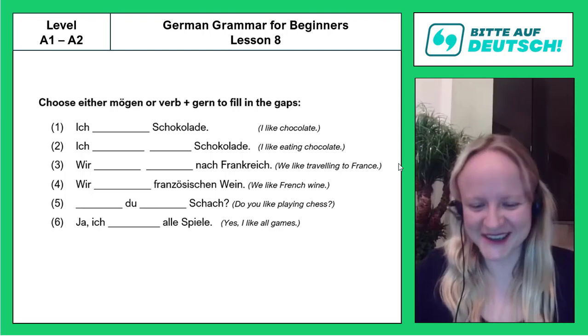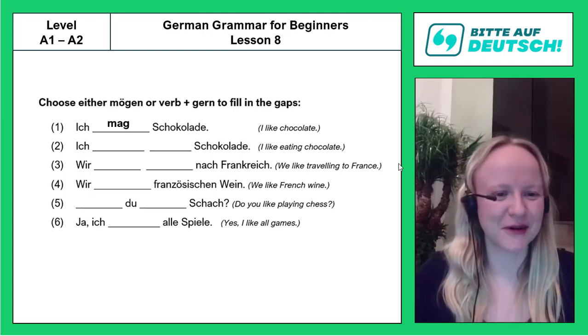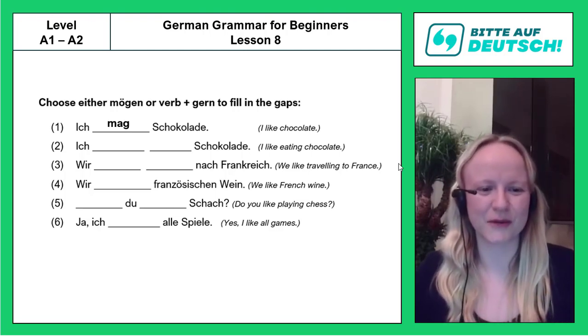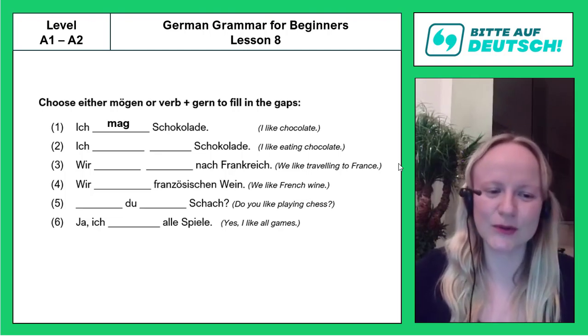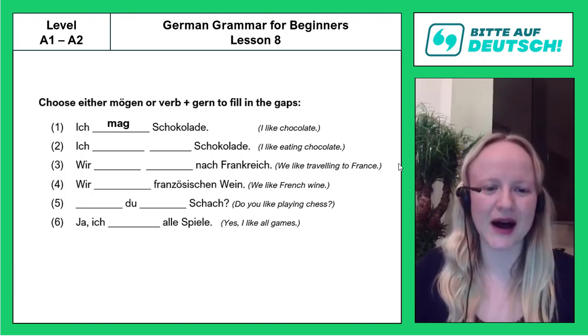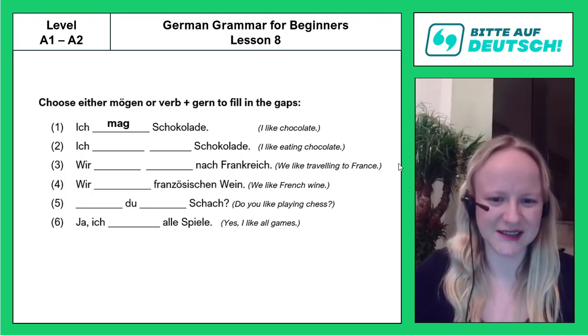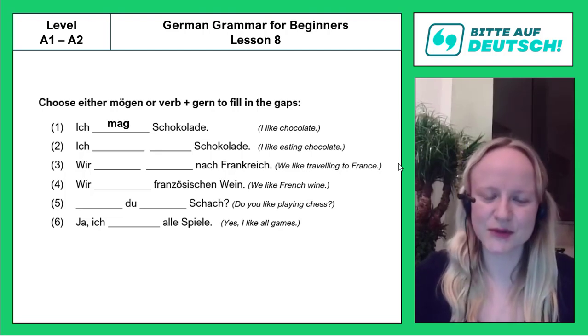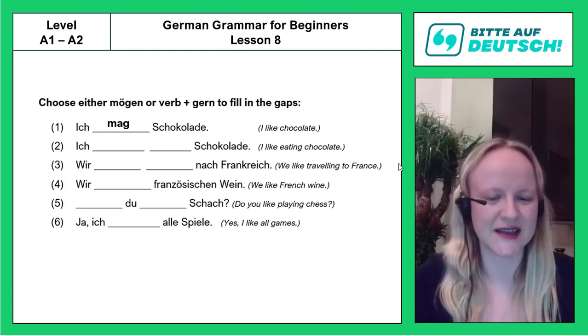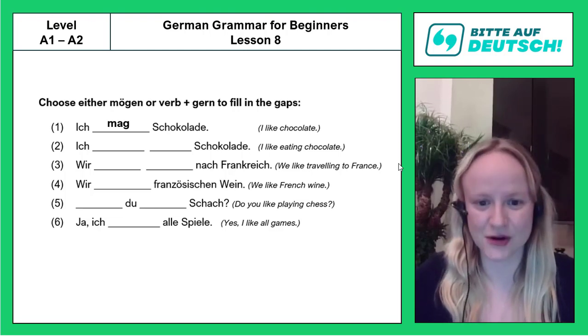Definitely the object of mine. So we will use the verb mögen in its conjugated form. When you conjugate for first person singular, we will therefore say Ich mag Schokolade. In sentence number 2, however, we would actually like to say that I like eating chocolate.